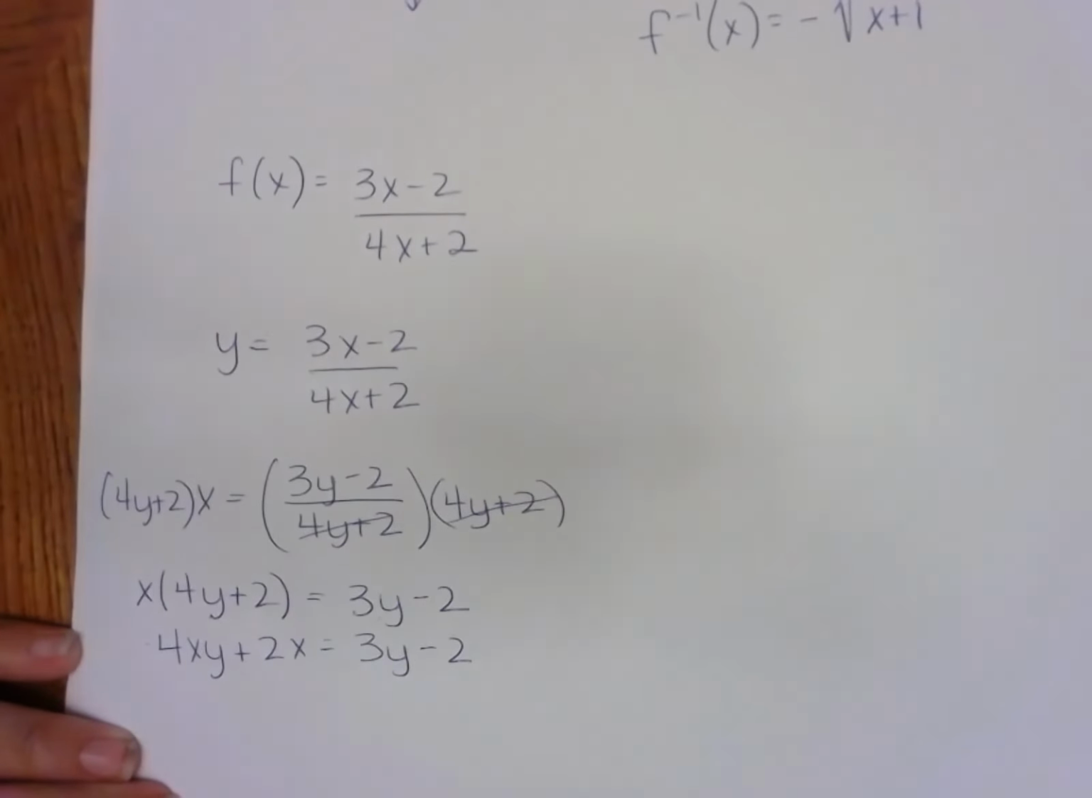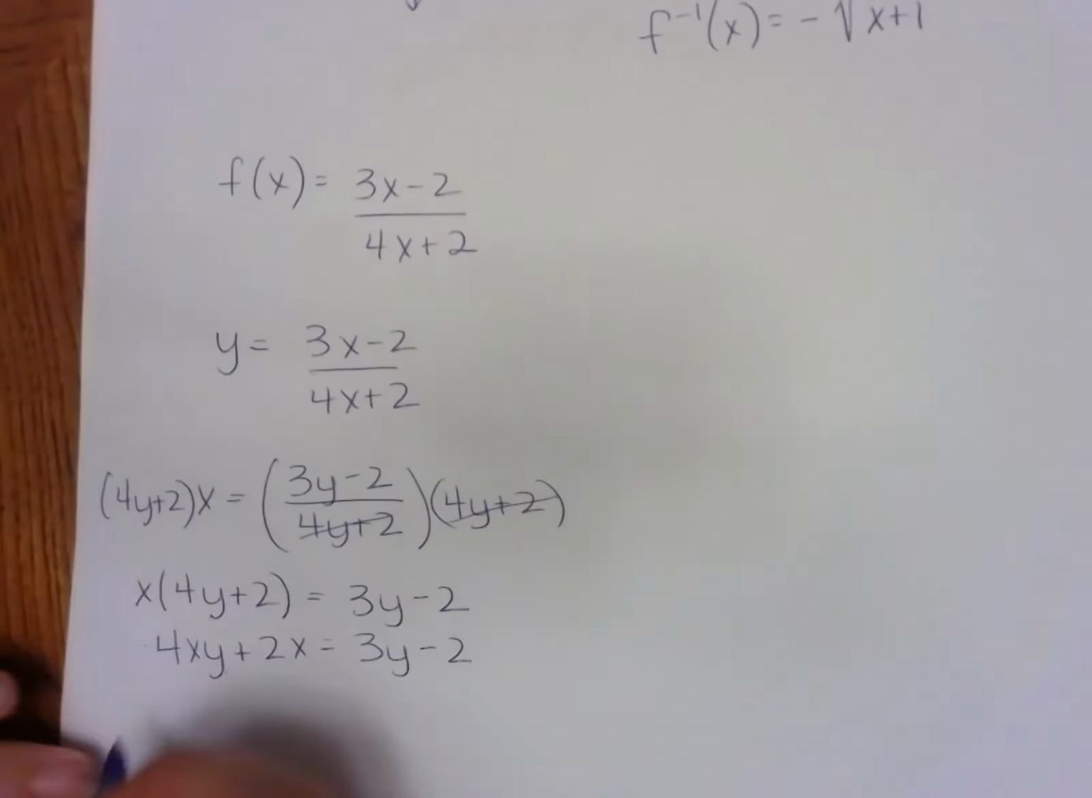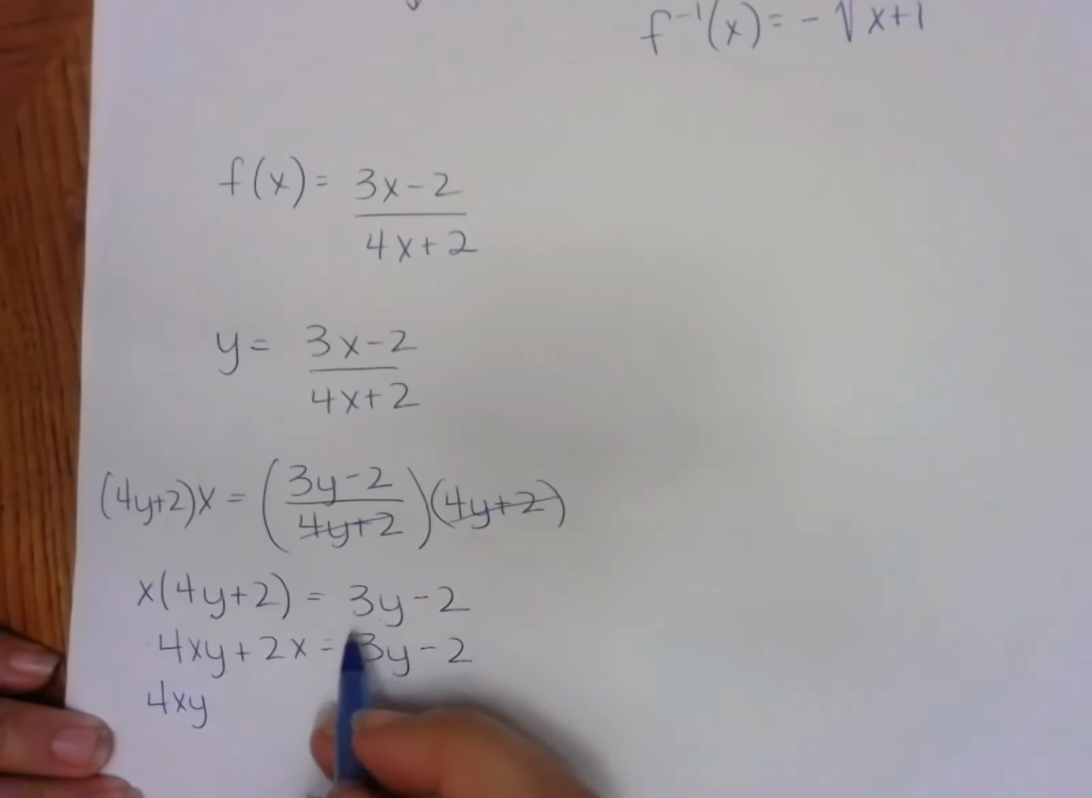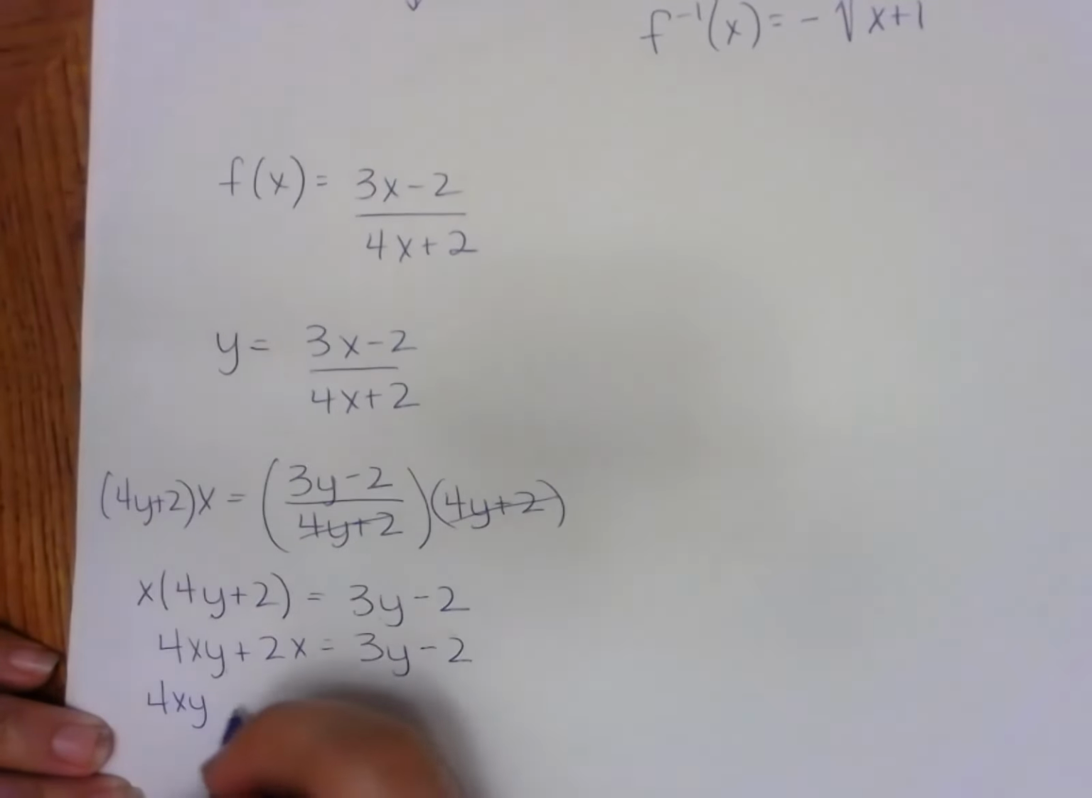So what I want to do instead is I'm going to get all the terms that have y on one side of the equation. I'm going to choose to move all my y's on this side. So anything that does not have a y is going to move to the other side. So this 4xy is fine over here. And I want this positive 3y to move to this side. So that means I'm going to subtract it from this side. It'll go away and end up over here as minus 3y.